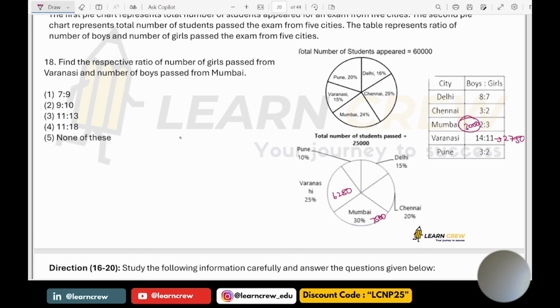Now, respective ratio of 2750. Am I correct or not here? Number of boys passed from Mumbai. Number of girls passed from Varanasi to number of boys passed from Mumbai. Number of boys passed from Mumbai is 2/5 of 7,500, which is how much? 3000. So 2750 is to 3000. So 11 is to 12 is the answer. So answer is none of this.